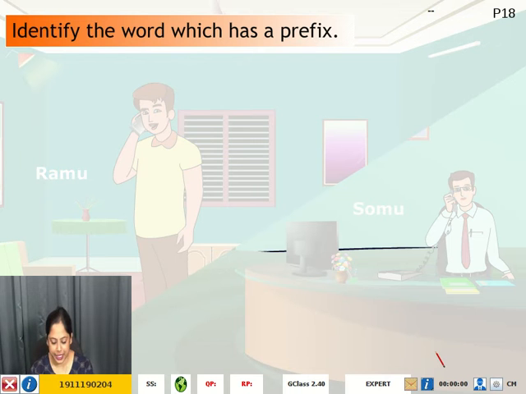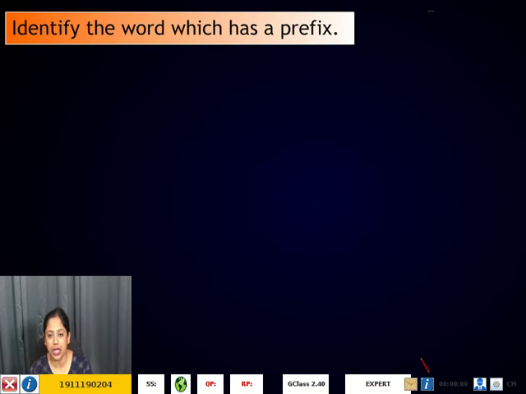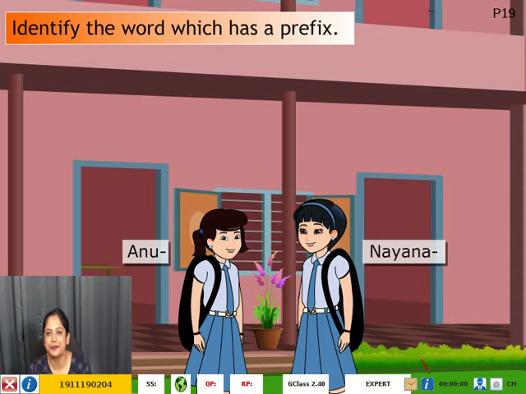All of you take your notes and your pen and write it down. So unavailable, un is the prefix we have added here.